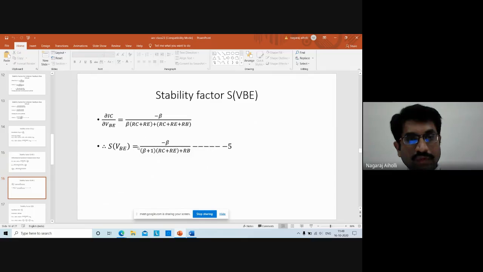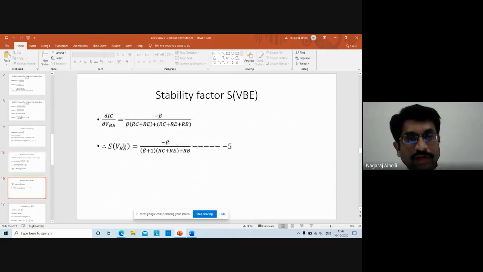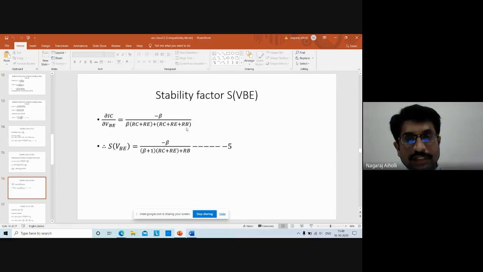So we get dou IC by dou VBE is equal to, similarly, this beta, if you take it to the LHS, it will come to the numerator, and the term minus of beta into RC plus RE plus RC plus RE plus RB will come to the denominator. Finally, dou IC by dou VBE is equal to minus beta, the whole divided by beta into RC plus RE plus RC plus RE plus RB. What is dou IC by dou VBE? It is S of VBE. Therefore, S of VBE will be equal to minus beta, divided by beta.